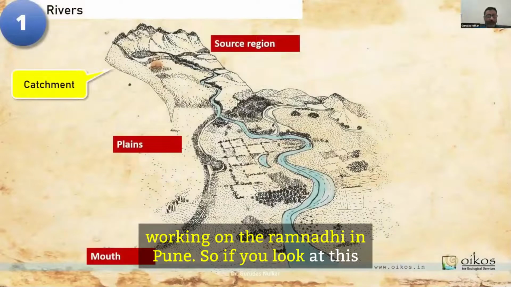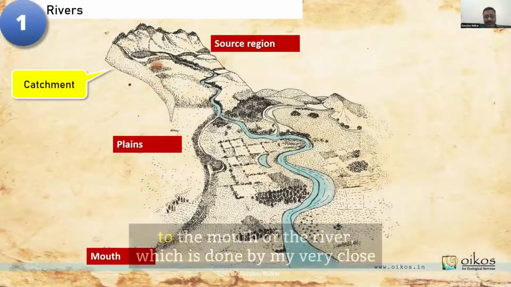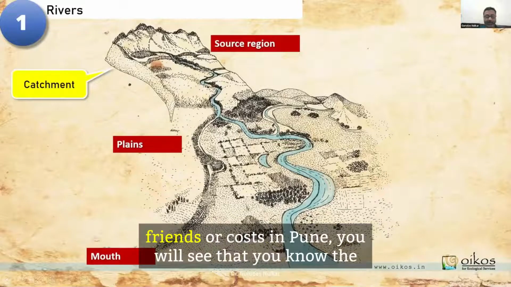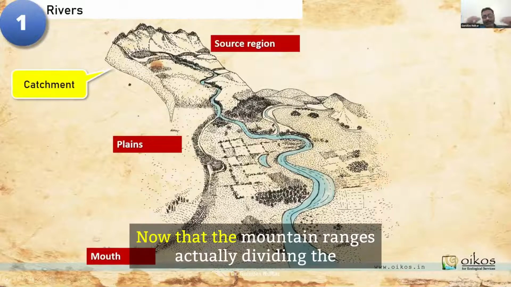If you look at this beautiful sketch of how the river travels from the source to the mouth of the river, which is done by my very close friends, Oikos in Pune, you will see that the mountains are always the source region of the river. The mountain range is actually dividing the rainfall.